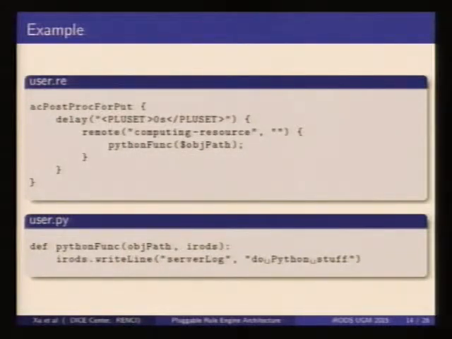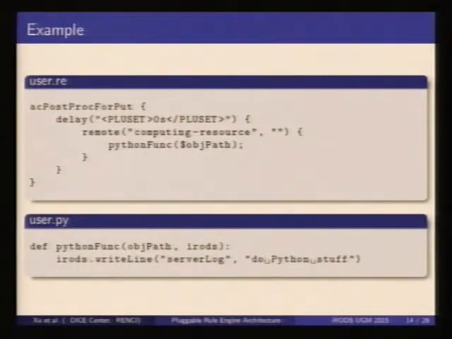The remote says you go to the remote resource called the computing resource. That's the name of your server that has the computational power to do the computation. Then you say, I want to call this Python function on this object to actually do the computing. That's all you need to do on the rule language part.